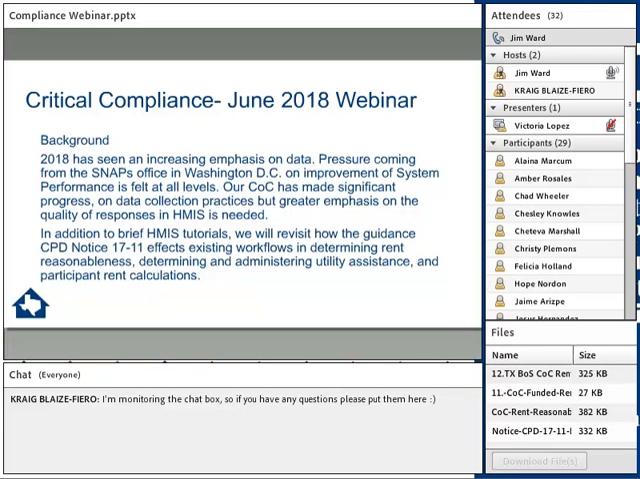So part of the goal of today is going to be to give you guys some of the tools that you will need to capture some of those critical data elements in HMIS to make sure that your reports are accurately reflecting the work that you're doing in your communities. In addition to that, we're going to look at the guidance that was released back last October, CPD Notice 17-11, which talks about calculating and administering utility assistance in the COC program. So we're going to look at how that impacts your rent reasonableness determinations, and the administration of utility assistance, and then how that plays into your participant rent calculations.